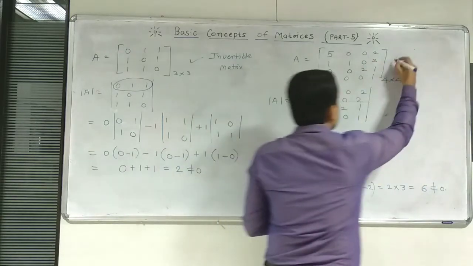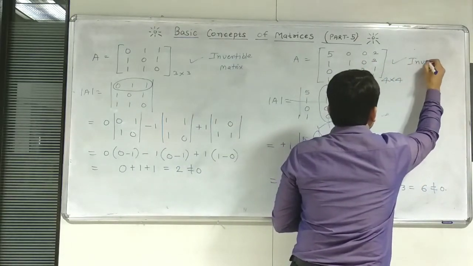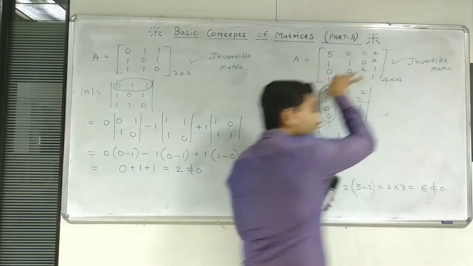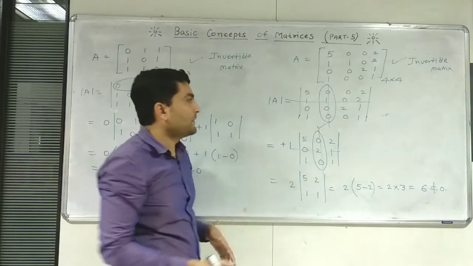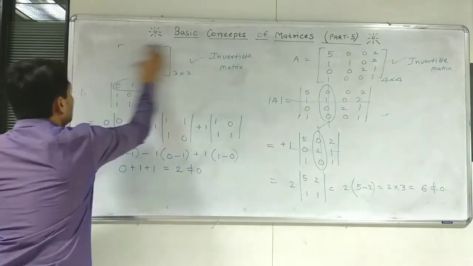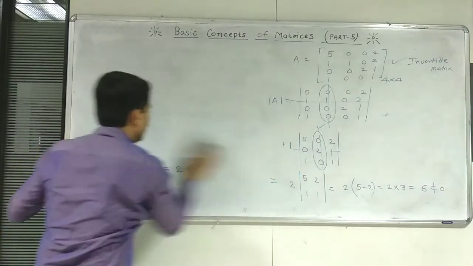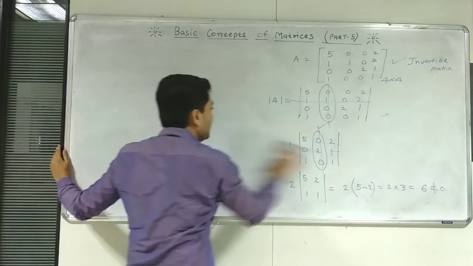So that means this matrix is called an invertible matrix, that means we can find its inverse. Okay, so now we have to discuss the inverse of a matrix. How to find the inverse of any square matrix.